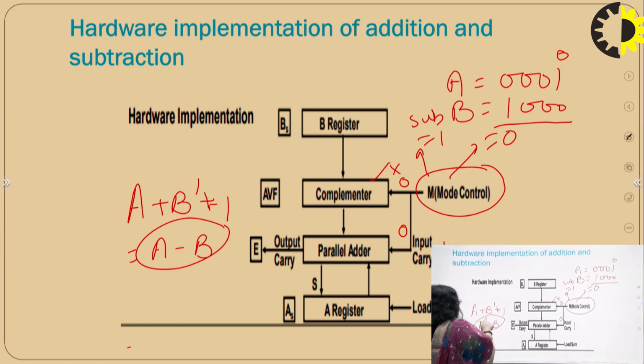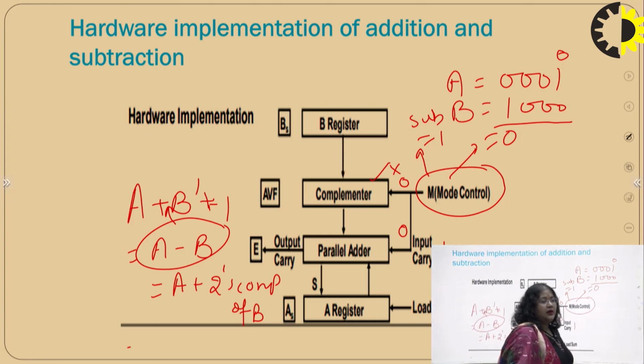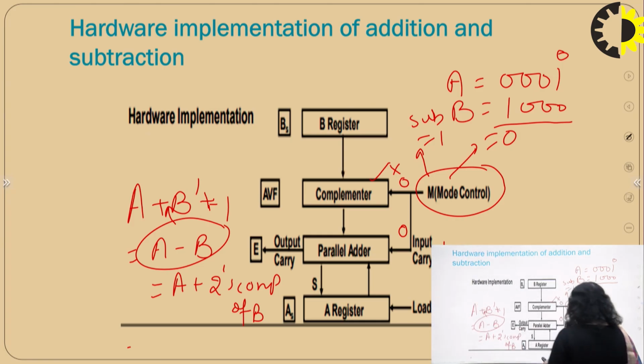This is known as A plus B's complement plus 1, because we have to take A plus the 2's complement of B. So this is the basic structure of A minus B. And this is the hardware implementation of addition and subtraction.